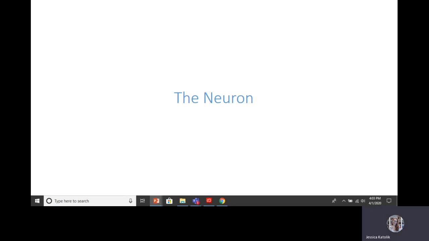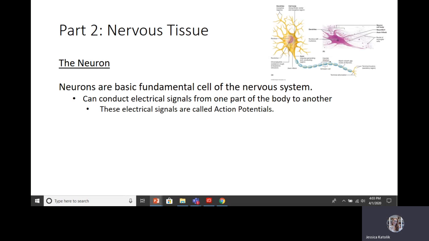The neuron is going to be the basic fundamental cell of the nervous system, and it's going to be important because it is specialized to be able to carry electrical current along its surface. And this will allow that electrical current to travel long distances through our body. So the nervous system plays a really important role in communication between organ to organ.